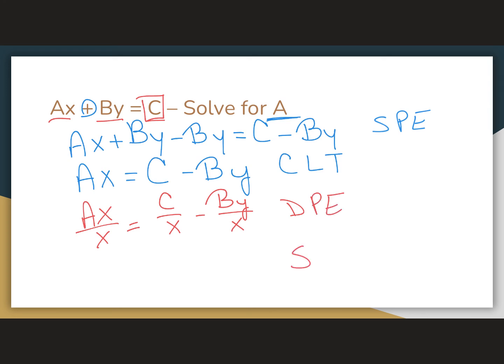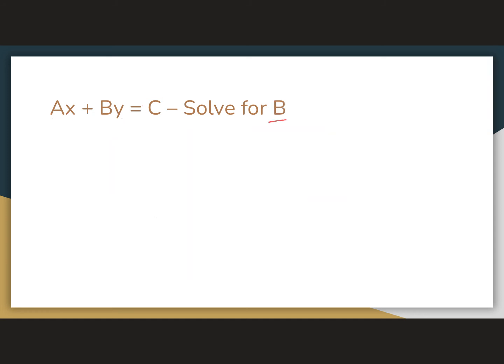And when I simplify, I'm left with A equals, and there are two ways to write this. You can either write it C divided by X minus BY divided by X, or you can write it as C minus BY, all one term, over X. Either way is fine. Well, what if I have the same equation, but now I want to solve it for B? Pause the video and see if you can solve for B.